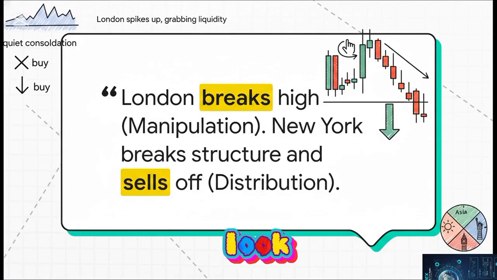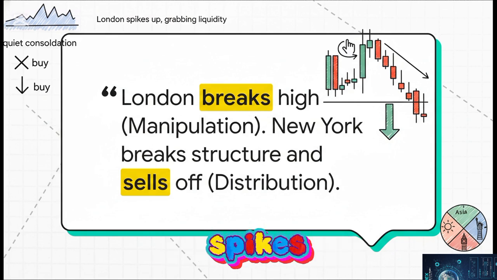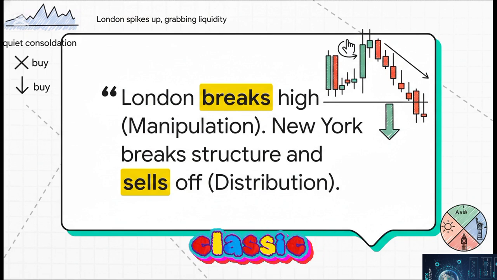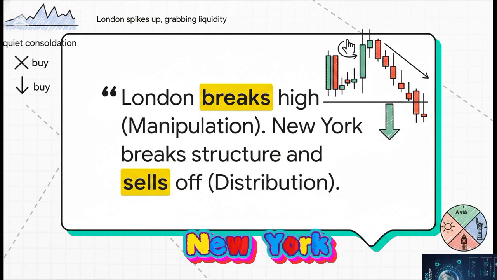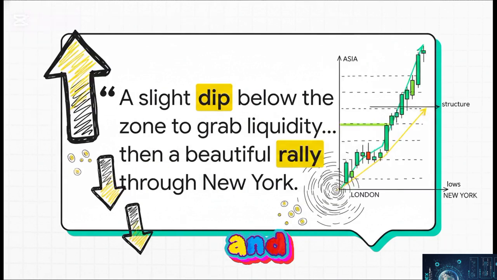First up, let's look at USD/CAD. See this quiet, sideways grind? That's your Asian session accumulation. Then, London comes in and spikes up, grabbing all the liquidity resting above that range. Classic manipulation. And then, right on schedule, the New York session breaks structure to the downside and just absolutely melts. A perfect setup.